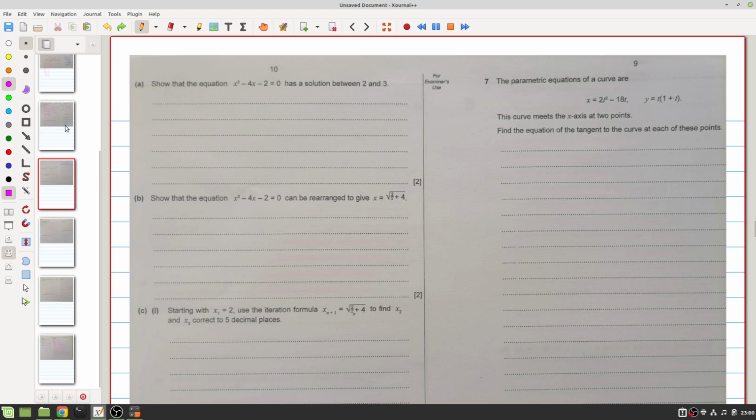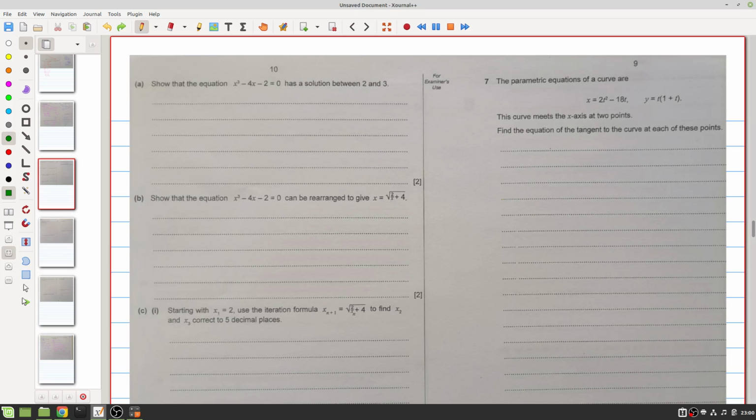Okay, what color did we use previously? Okay, so let's move on to green again, I think. Question 7. The parametric equations of a curve are this. So x and y are both dependent on t, and the curve meets the x-axis at 2 points. So the x-axis is where y is 0, right? So if we have our x-axis here, this is where y is 0. Okay, so that's useful to know.